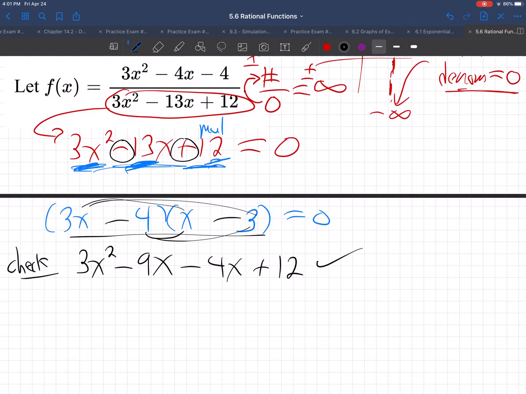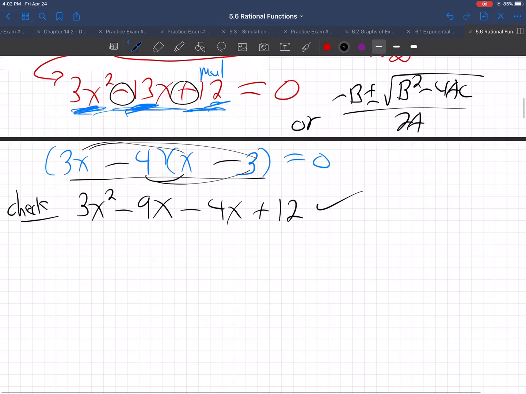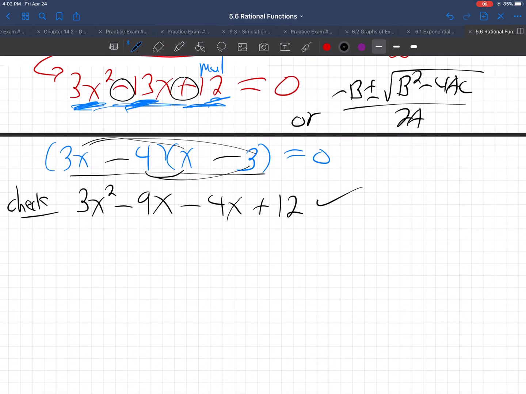That's the correct factoring. Or you could do the negative b plus or minus the square root of b squared minus 4ac all over 2a, like we did a minute ago when we found the x-intercepts. So anyway, let's keep going. So now we have this and this equal to 0.